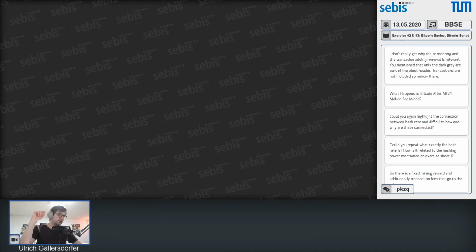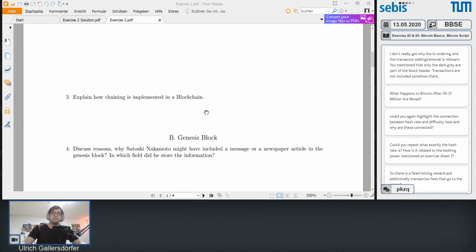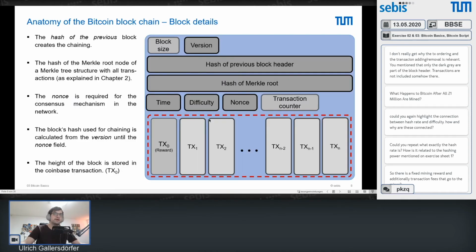So let's continue with the questions here. Third question, explain how chaining is implemented in a blockchain. Also a very easy question. It's just a repetition. So you basically say we chain blocks by adding the hash of the previous block header to our current block header. Exactly as you would see here in the PowerPoint, with the hash of the previous block header here.